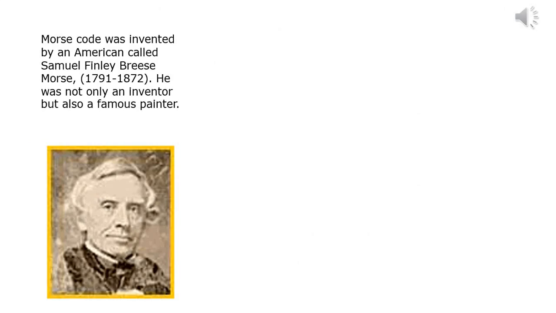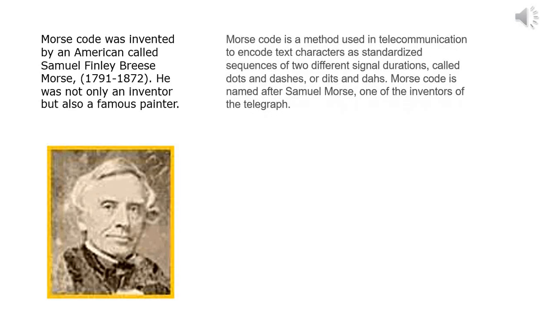Morse code was invented by an American called Samuel Finley Breese Morse, 1791 to 1872. He was not only an inventor but also a famous painter. Morse code is a method used in telecommunication to encode text characters as standardized sequences of two different signal durations, called dots and dashes, or dits and das. Morse code is named after Samuel Morse, one of the inventors of the telegraph.